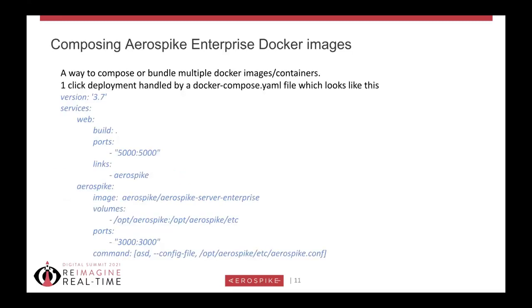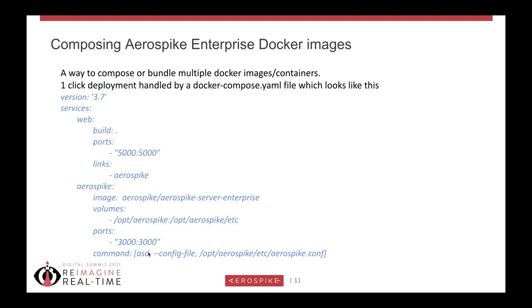Once you have that ready, we are going to use Docker Compose to compose that with the Aerospike server image. So I'm going to use the Aerospike enterprise server image. Everything is the same as before. We're going to expose my host operating system, opt Aerospike on opt Aerospike EDC, same ports. And then this is the command that we use, ASD, giving the config file aerospike.conf.